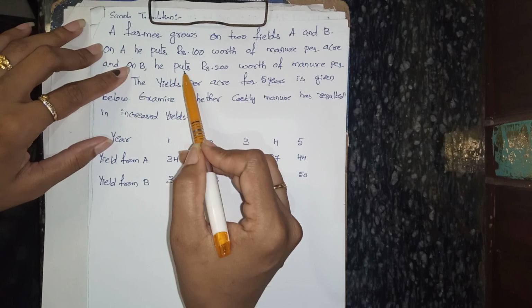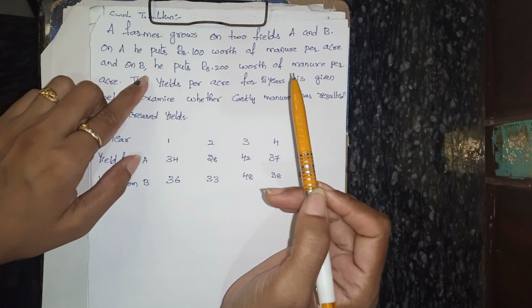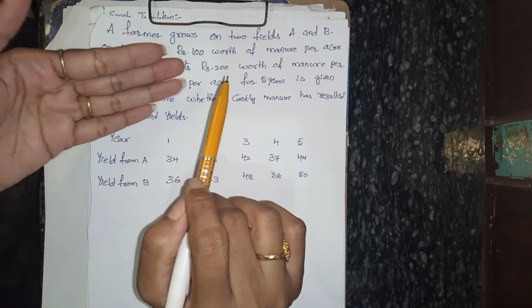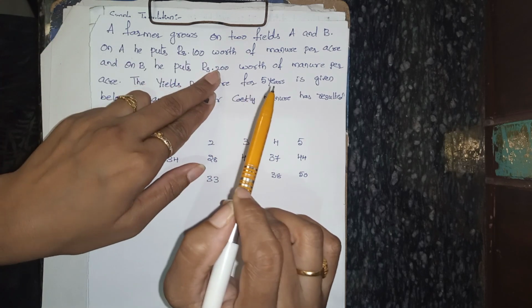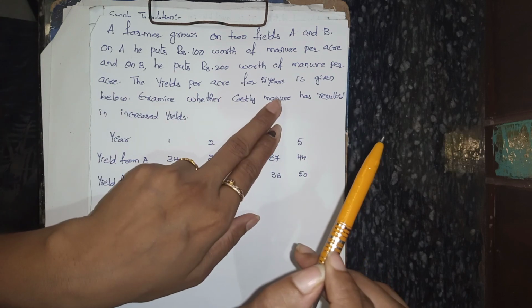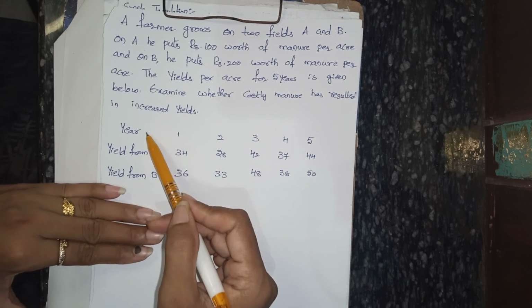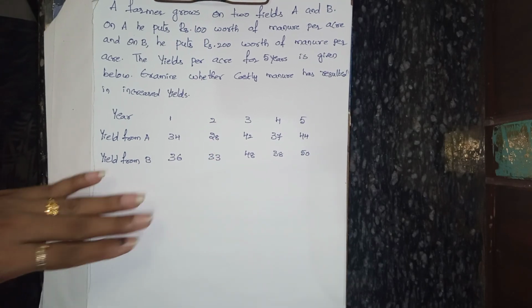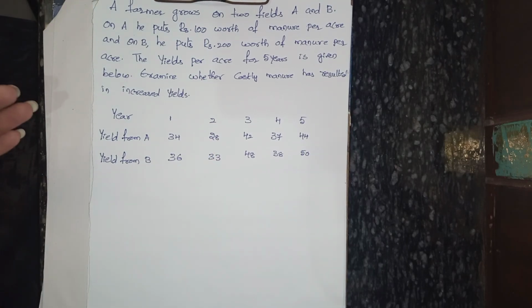On B, he puts rupees 200. That means on B, he brought costly manure and he kept it. Okay, so this process is repeated for 5 years and the result is given below. What they are asking us is whether the increased cost affects the final growth of the field. So we have to find it.